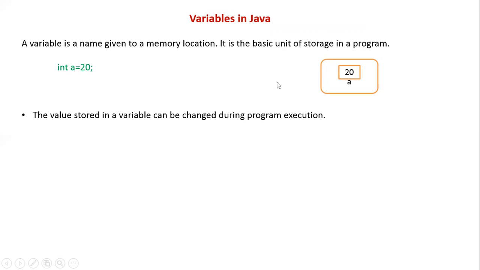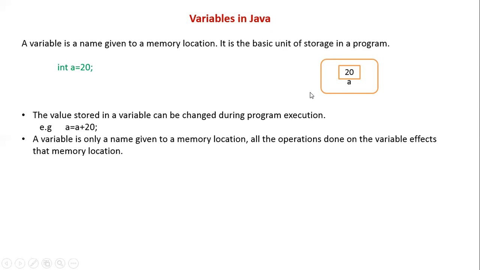Okay. So the value stored in a variable can be changed during the program execution. If we say a assign a plus 20, then the value of a will become 40. So this 20 will be changed to 40. The value which is stored in this memory location will be changed to 40.